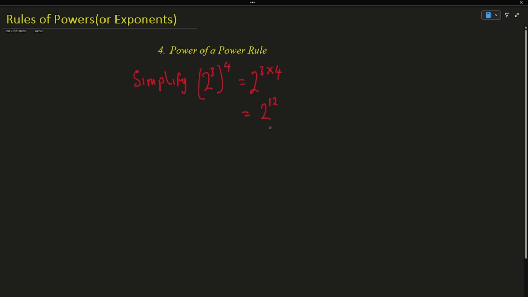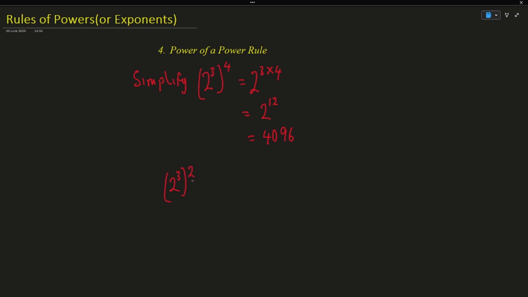And 2 raised to the power 12 means that when 2 is multiplied 12 times, it will be equal to 4096.